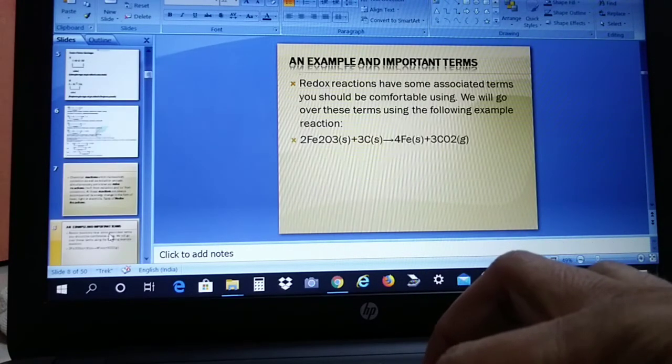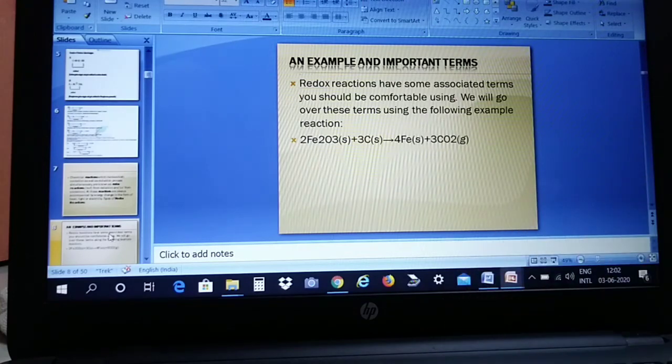Next we will see an example and important terms. An example of a redox reaction has some associated terms, and you should be comfortable using them. We will go over these terms using the following example of the reaction. Here ferric oxide reacting with carbon gives Fe plus carbon dioxide. Please take down this reaction.